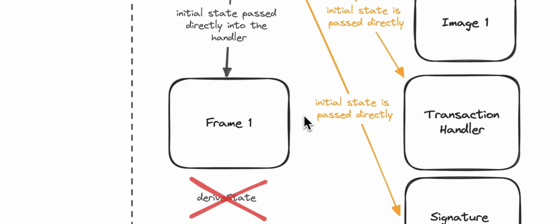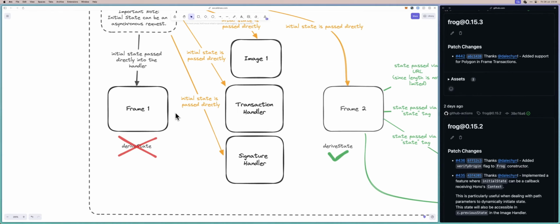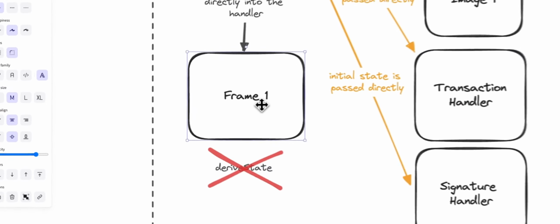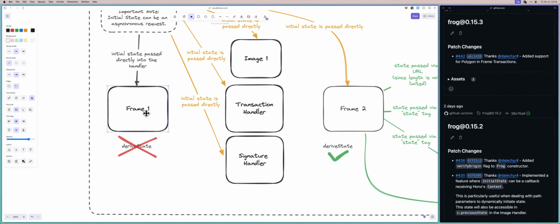One important concept that I also wanted to touch is that you cannot derive state, you cannot call c.deriveState in the first frame. The reason why is because the first frame cannot set any state at all.